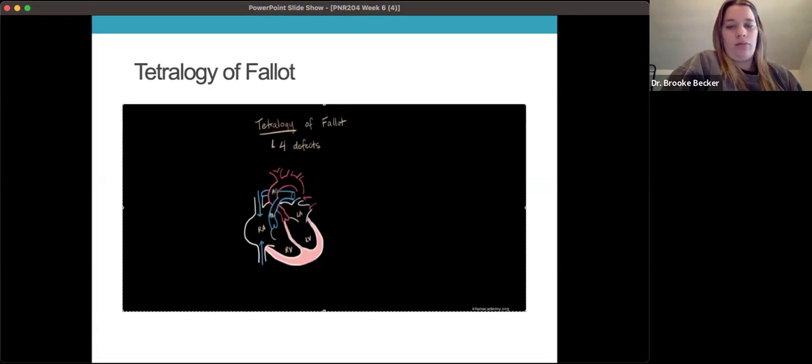So in tetralogy, the first defect that we worry about, some would argue it's the defect that governs how this heart functions, is called pulmonary stenosis.